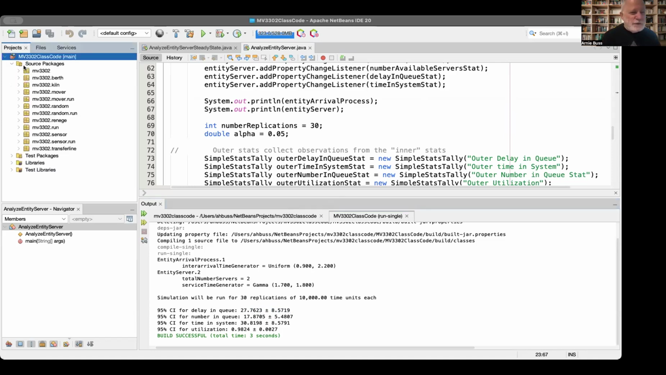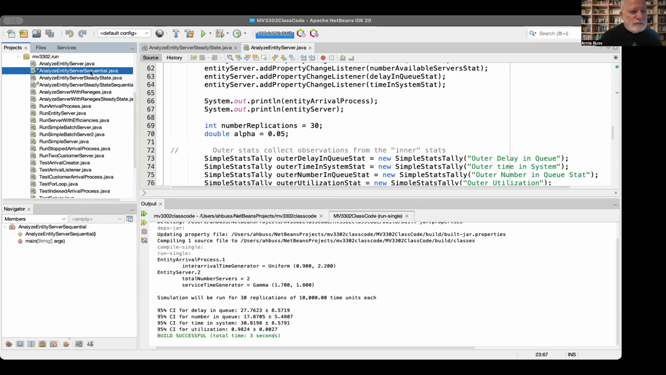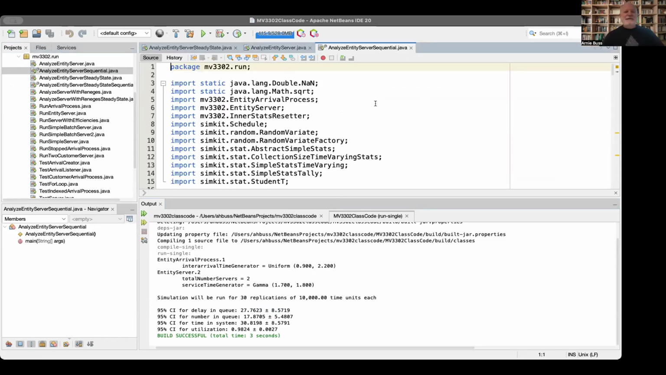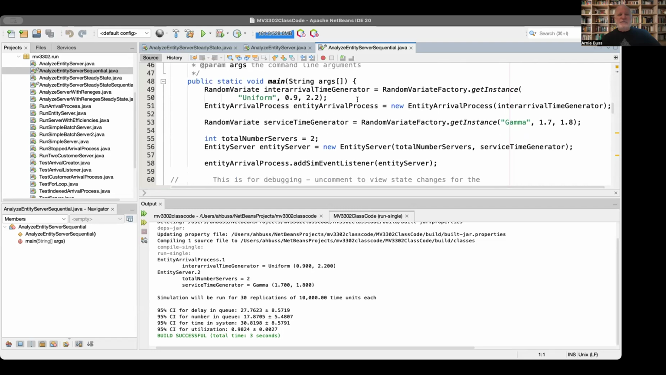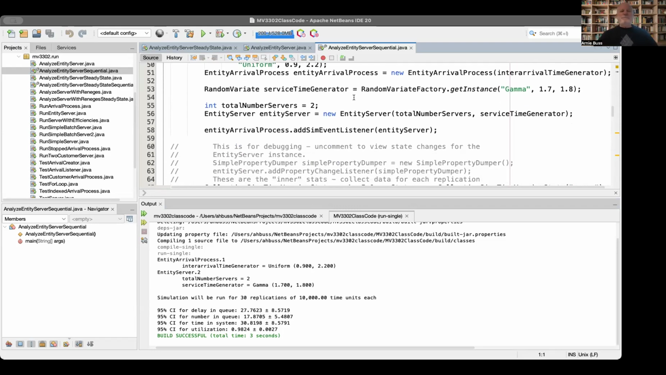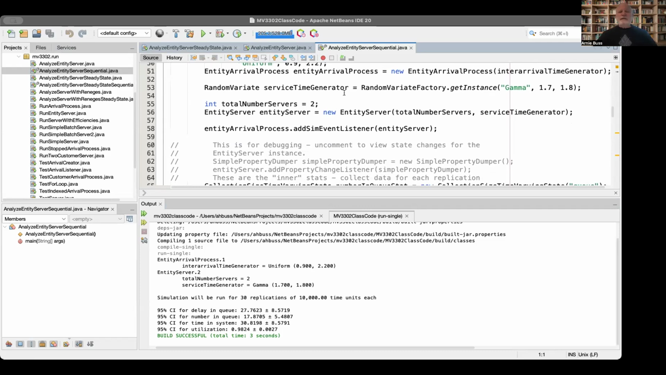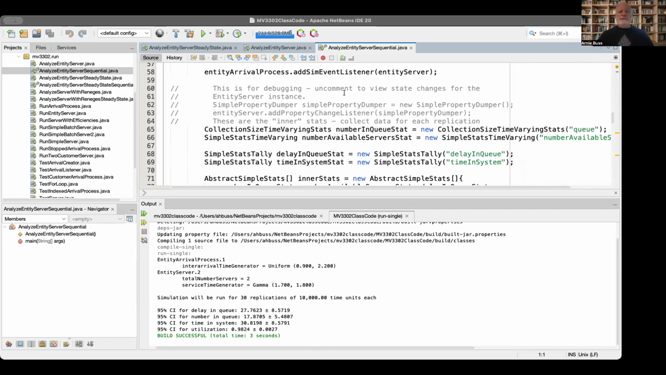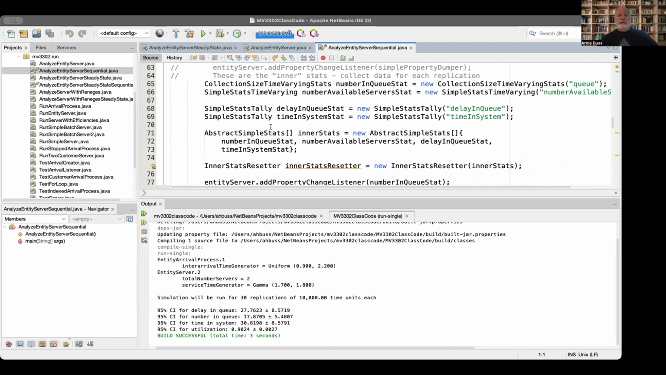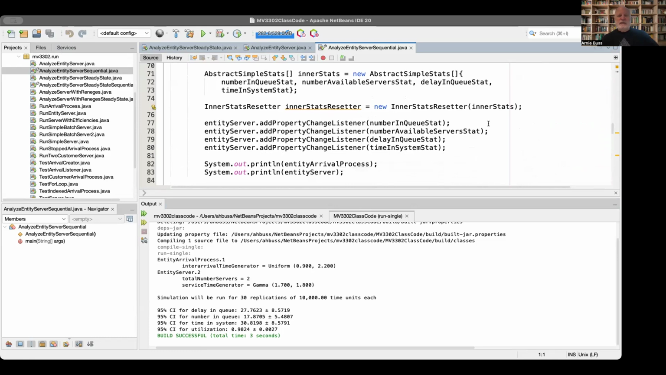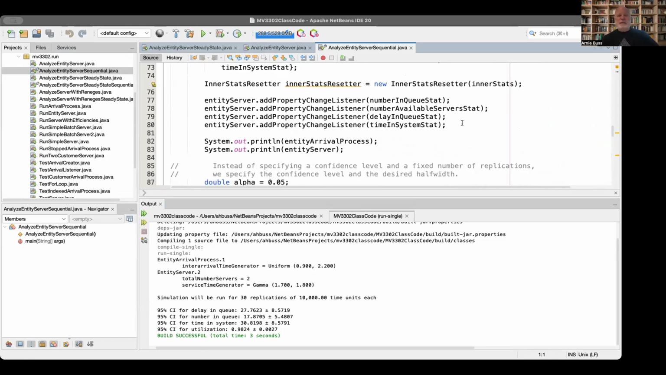If you pull yours, you will see, there's one called analyze entity server sequential. So this is implementing the sequential method. Let's see what that is about. We have all the setup, the arrival process, the server, all of that is the same. And our inner stats are all the same. We're using our little inner stat resetter to reset them, and we're listening to them as a property change listener.